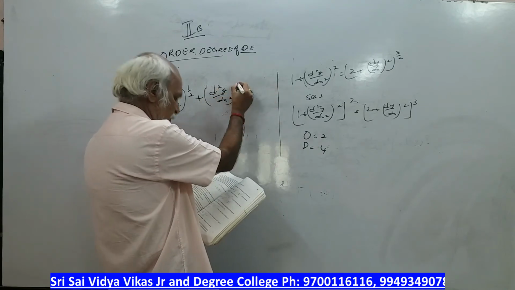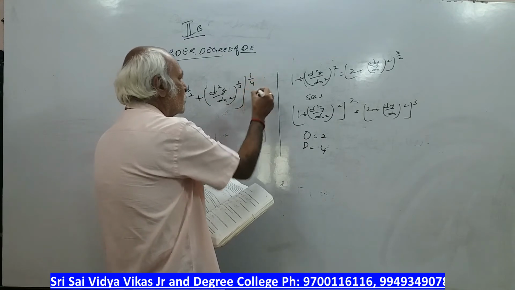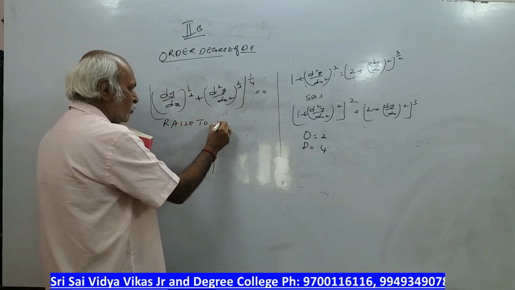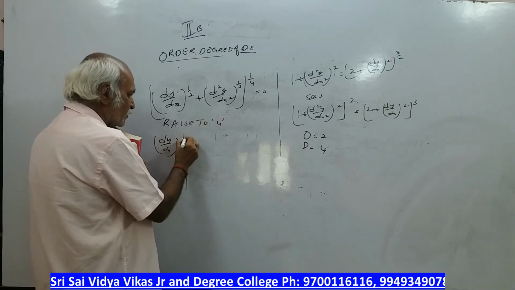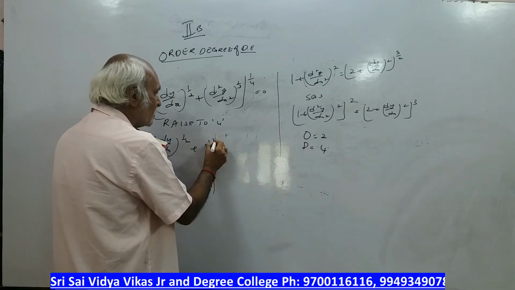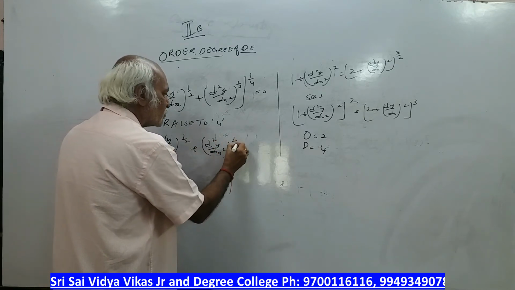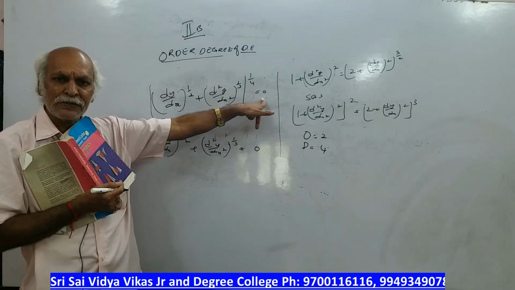This problem is very, very important, sir. (dy/dx) whole raised to 1/4, raised to 4 power means what? (dy/dx) whole raised to 1/2 plus (d²y/dx²) whole raised to 1/3 is equal to 0, because if you raise to power 4, 0 raised to 4 is 0.